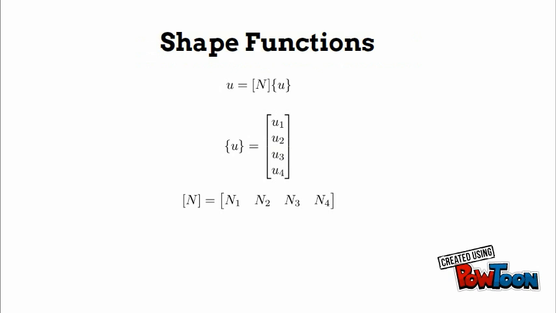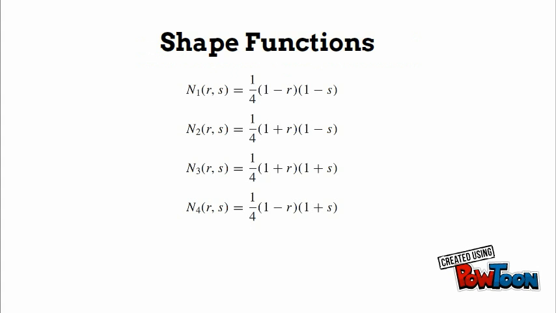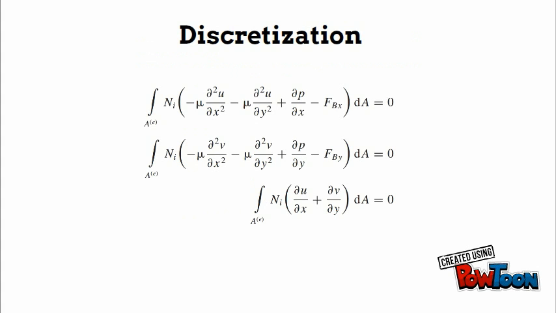We then use an interpolation function or shape function to define the variable at any location within the element. U, for example, can be defined at any location within the element as shown here. In this case, we will use the simple set of shape functions. Note that each shape function has a value of 1 at its own node and a value of 0 at every other node.